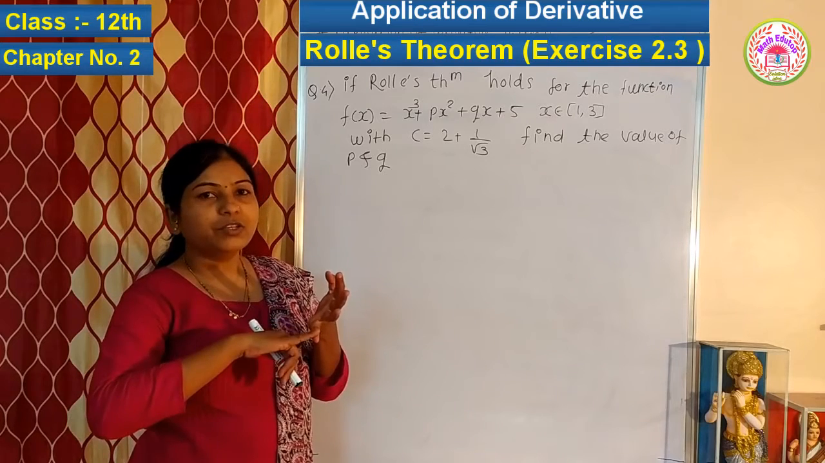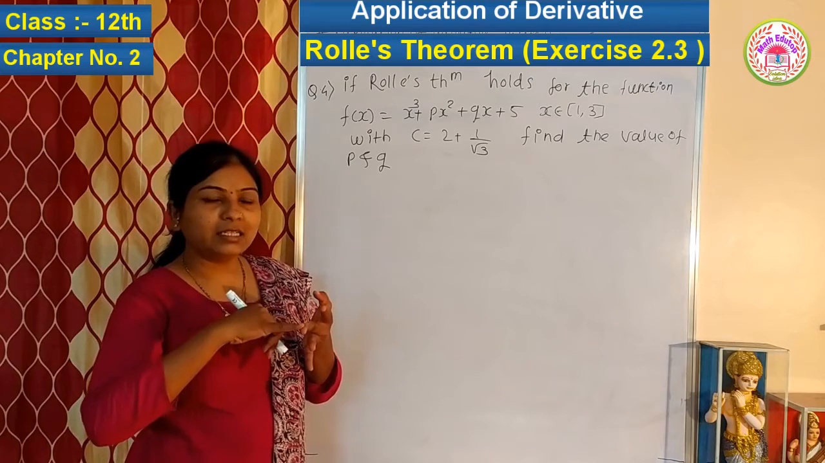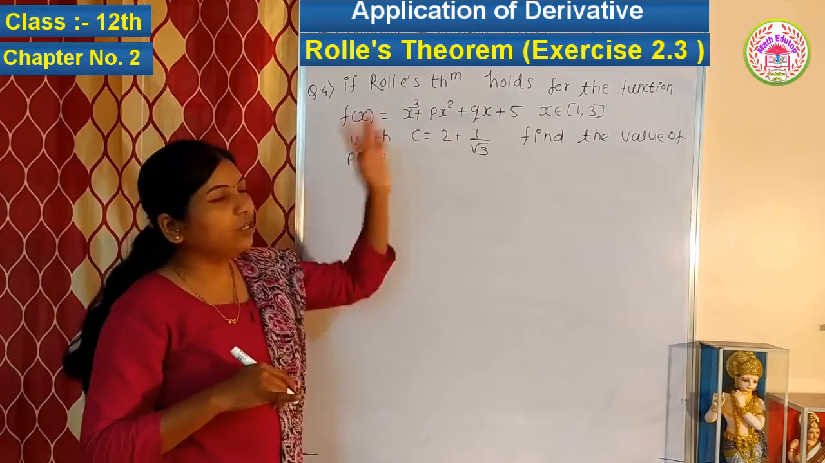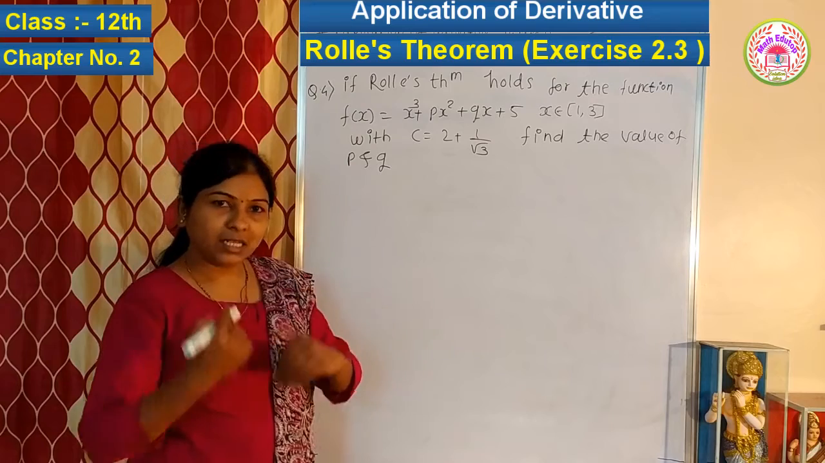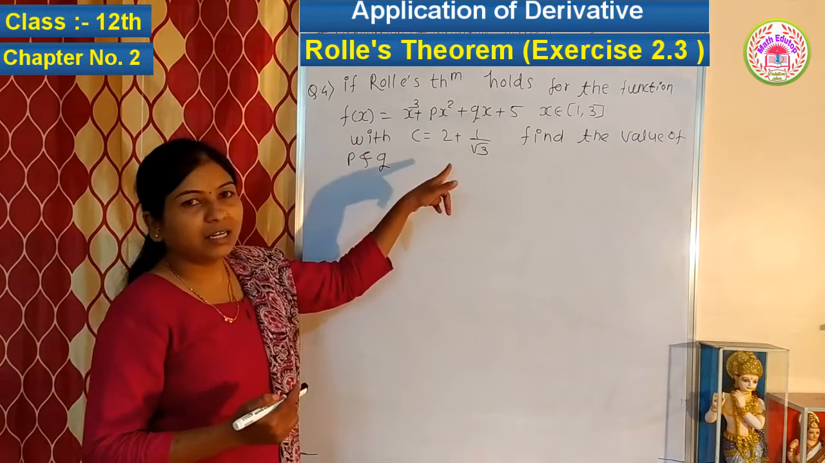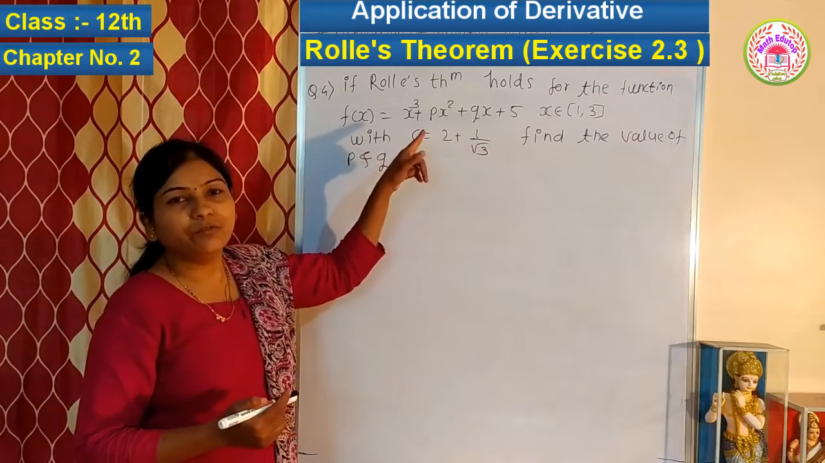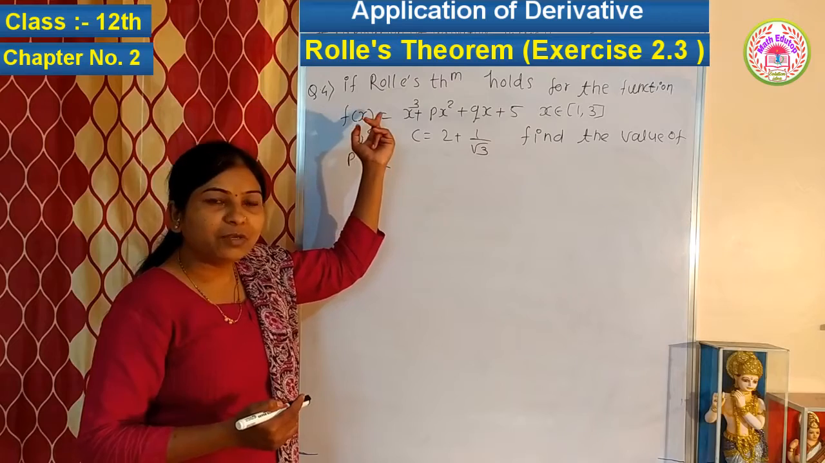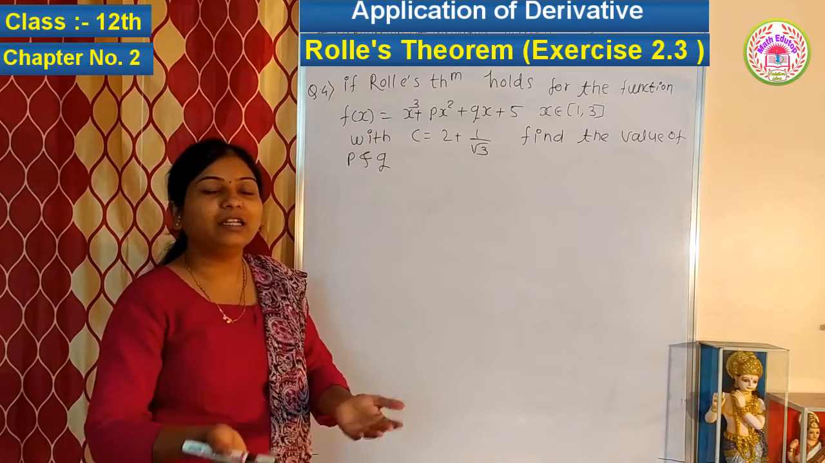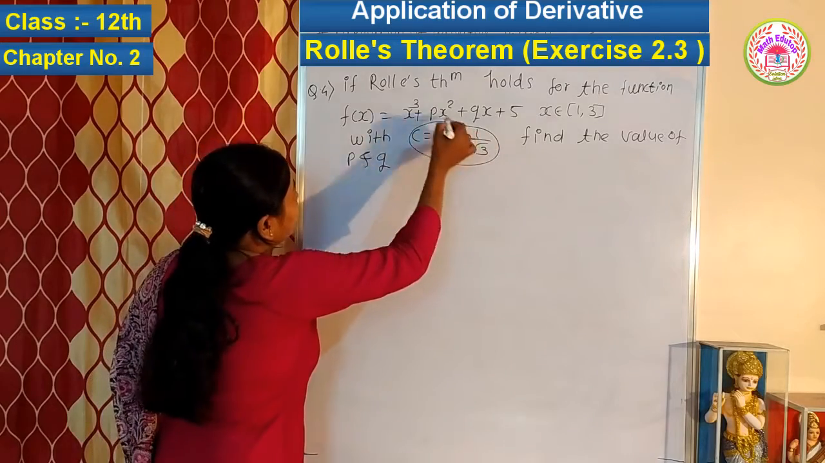The function is continuous on the closed interval, differentiable on the open interval, and f of 1 is equal to f of 3. Then all these three conditions are satisfied, so there exists a point c such that f dash of c is equal to 0. The given value of c we have to substitute in the derivative, and we just have to find the value of p and q. We have to take advantage of the given value of c.